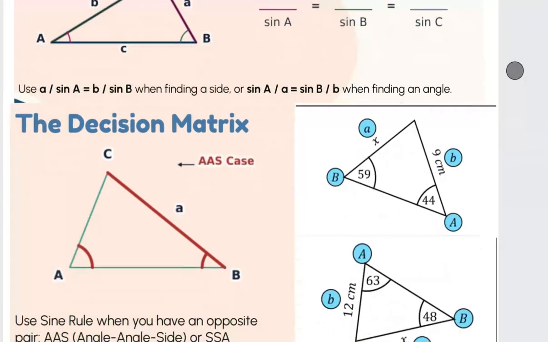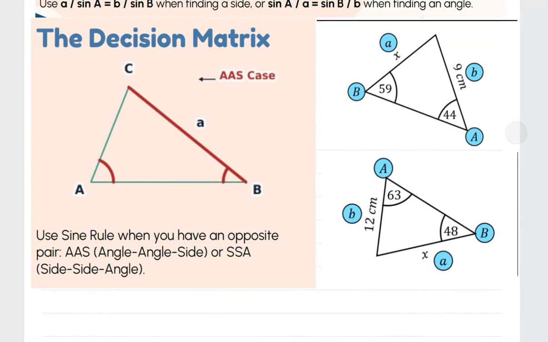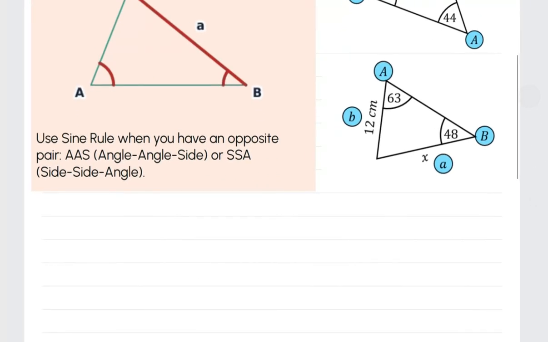All right. So now, when do you use the sine rule? Yes, this is the deciding matrix. When do you use the sine rule? You can use the sine rule when you have two cases.